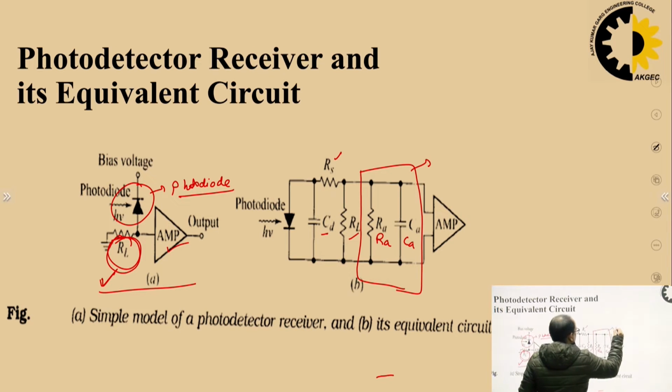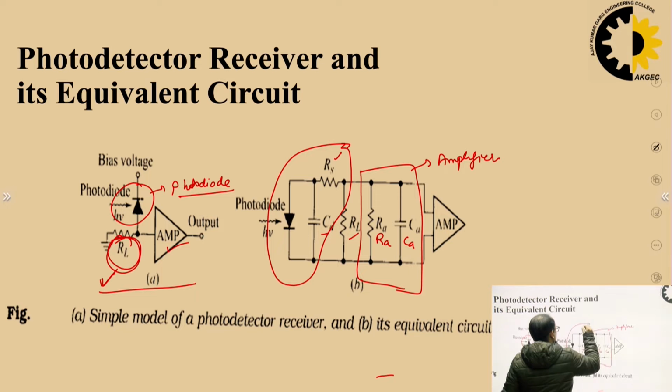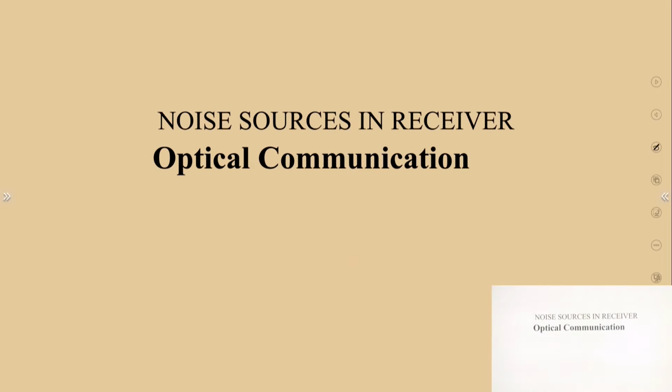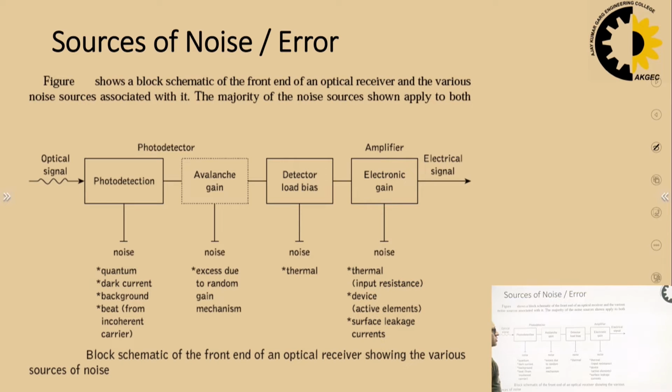This one denotes the amplifier, and this shows the APD. Clear? And R is the load resistor. So what are the noise sources in an optical receiver? Or you can say these noise sources also create an error in the optical receiver.